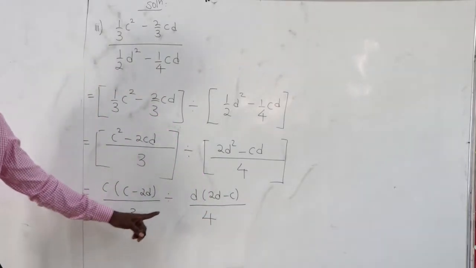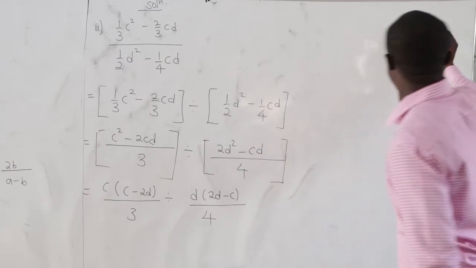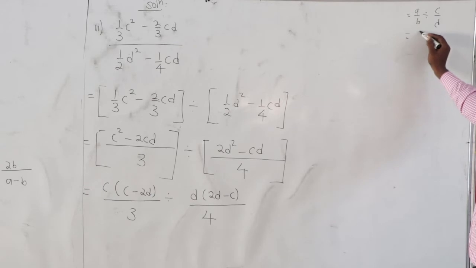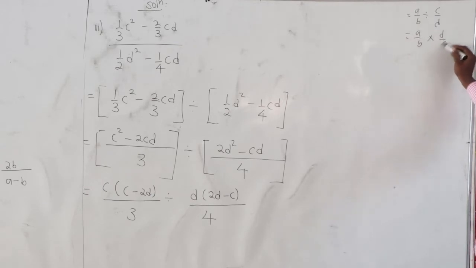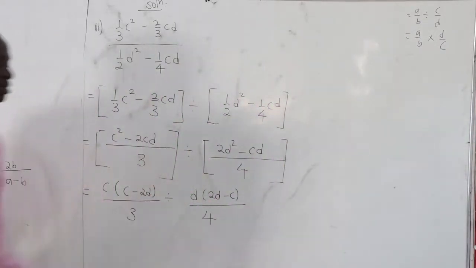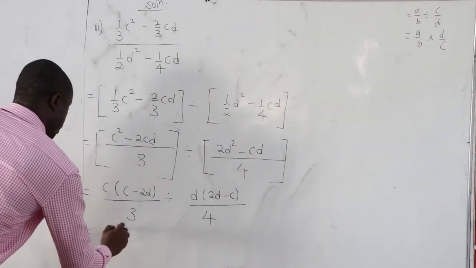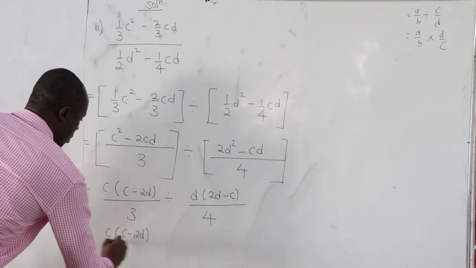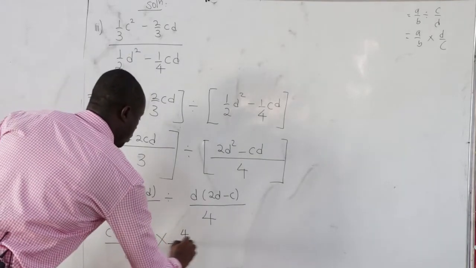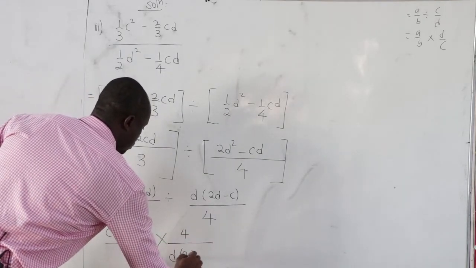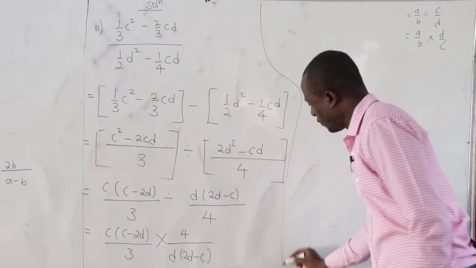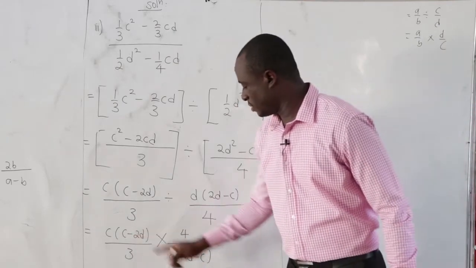Now division will change to what? Multiplication. Why? If you have a over b divided by c over d, then you have a over b times d over c. You reciprocate the second term. So here we have to reciprocate the second term. So we have c minus 2d all over 3 times 4 all over d, 2d minus c.